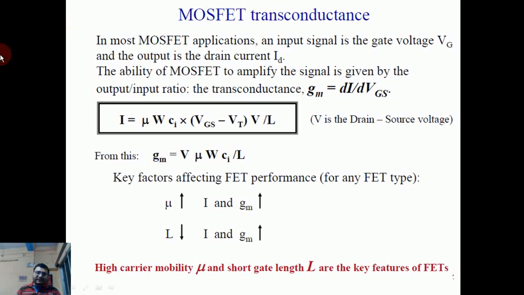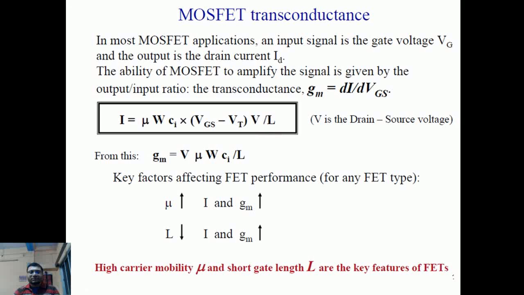Can we know the Id? We have previously discussed it. The Id is given as mu into W into Ci into (Vg minus Vt) into V by L. V is the drain to source voltage.